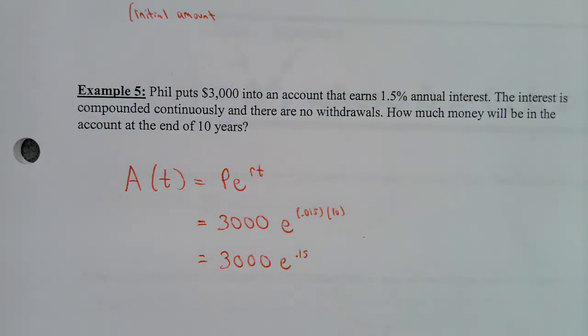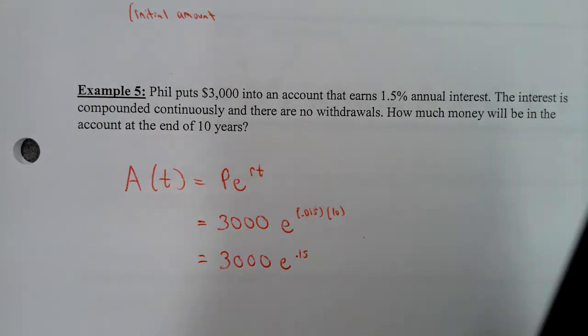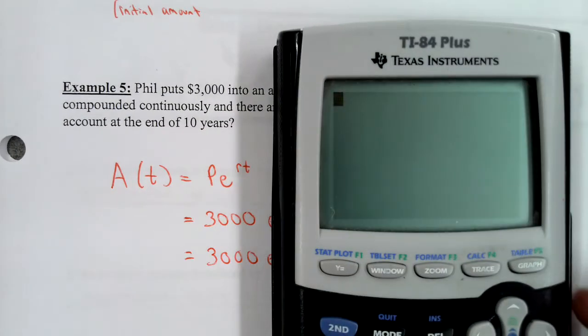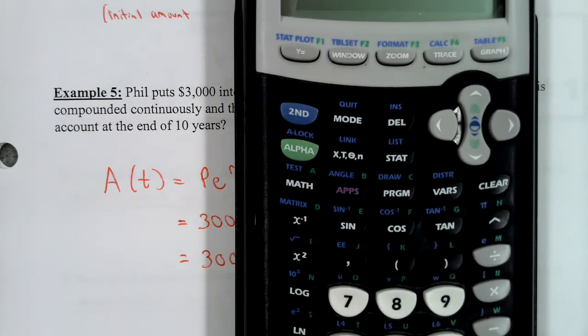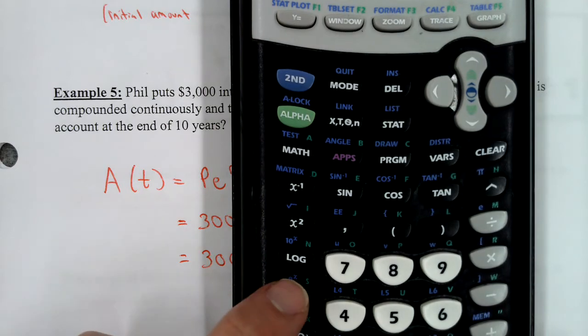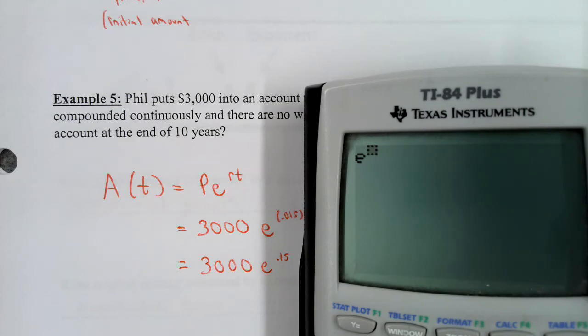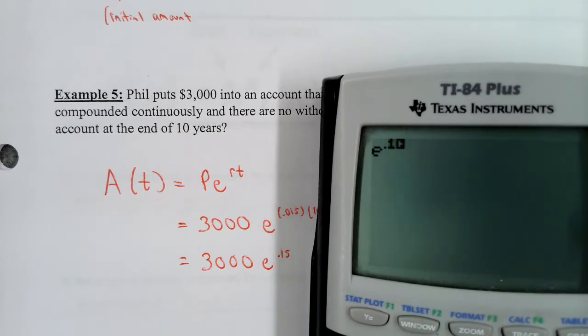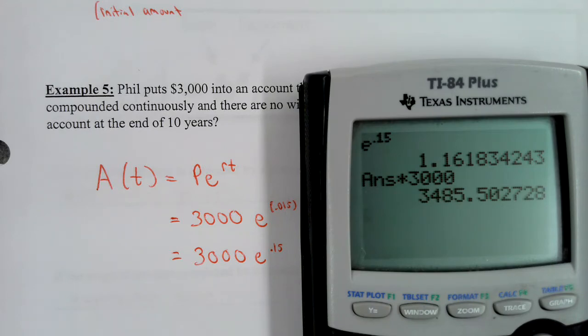Okay, so here's what you're going to do. In your calculator, you have to calculate e to the 0.15 power. So what I'm going to do in mine is I'm going to hit seconds. Now your calculator might be different. I'm going to hit the ln button. And see how that gives me that e? I'm going to type the exponent of 0.15. Equals that, then times 3,000. Gives me the final answer, $3,485.50.